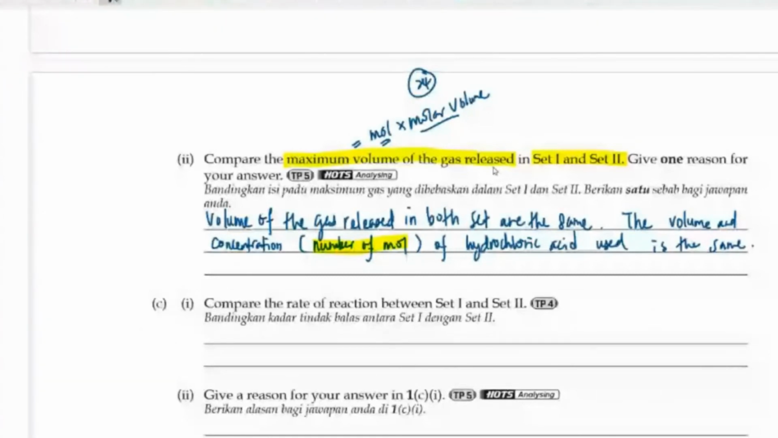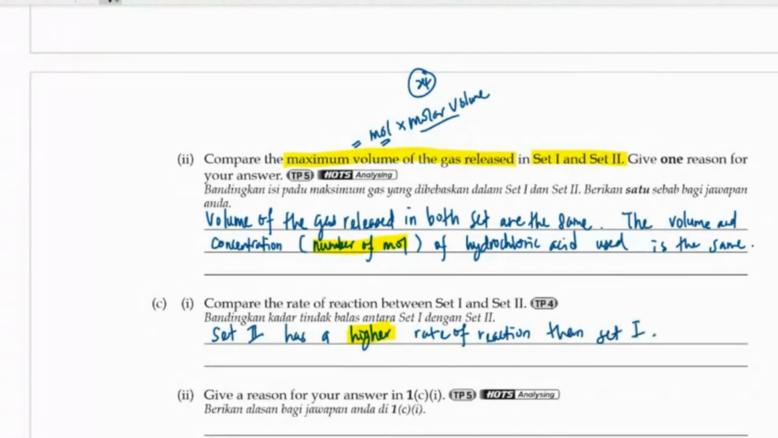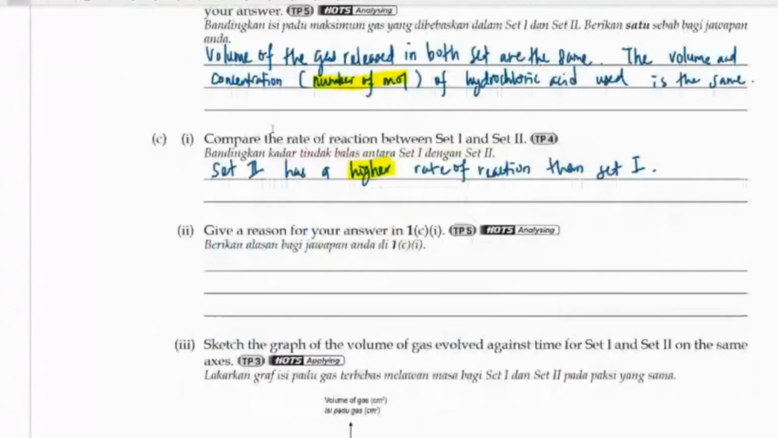So set 2 has a higher rate of reaction than set 1. Don't use faster, use higher. Okay, give a reason why. Why? Set 2 has a smaller size, which is correct, but you need to explain more.